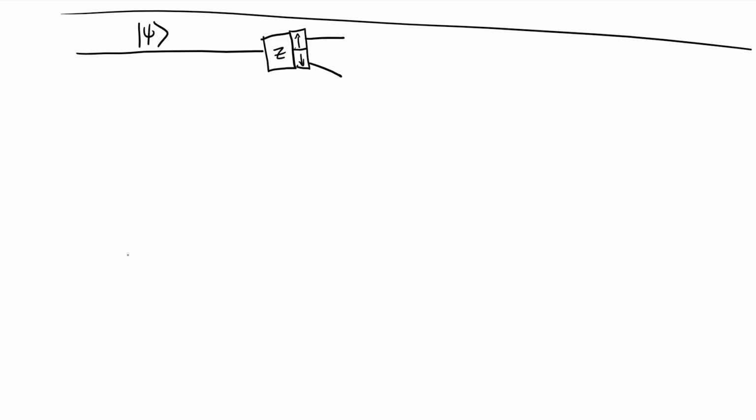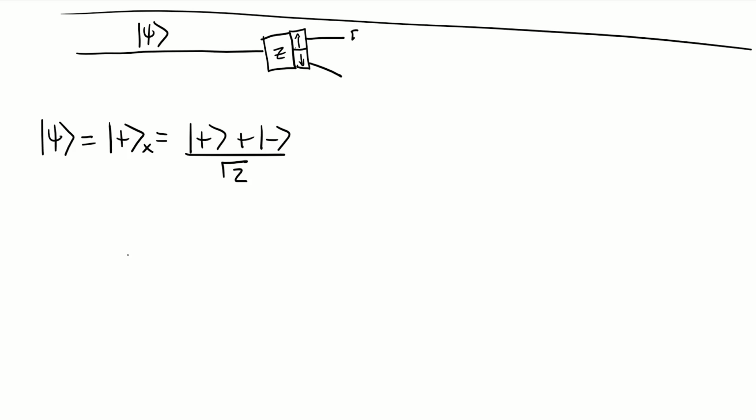Well, let's say we've taken that beam of particles and we've prepared it into a spin up in the x direction state, which you'll recall is equal to the spin up plus spin down in the z direction over root 2. So this is one of those superposition states. If we take this, what we're going to end up with is 50% of our particles are measured as spin up, 50% of our particles are measured as spin down.